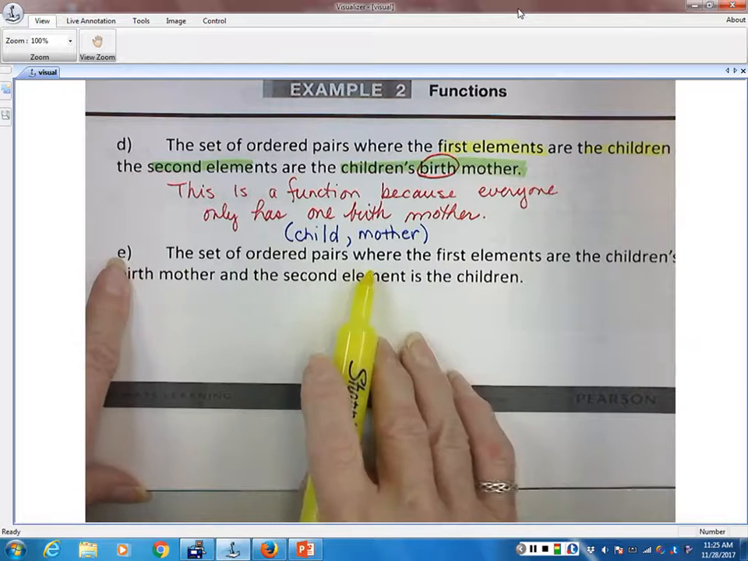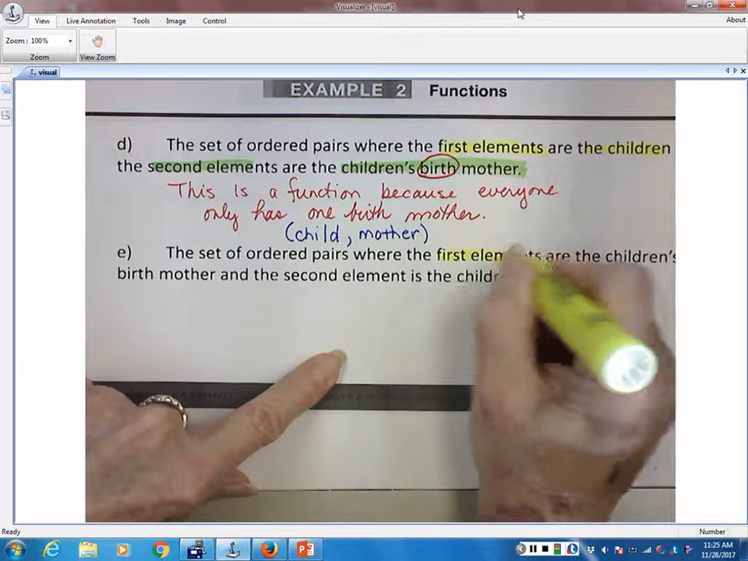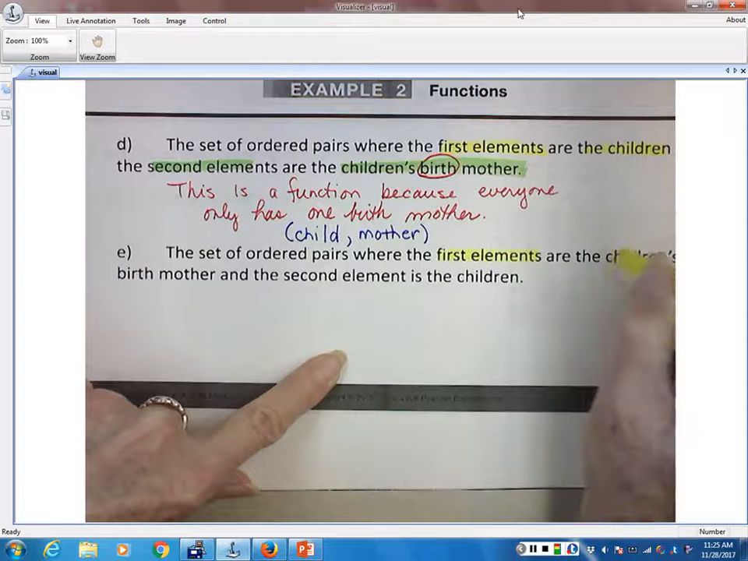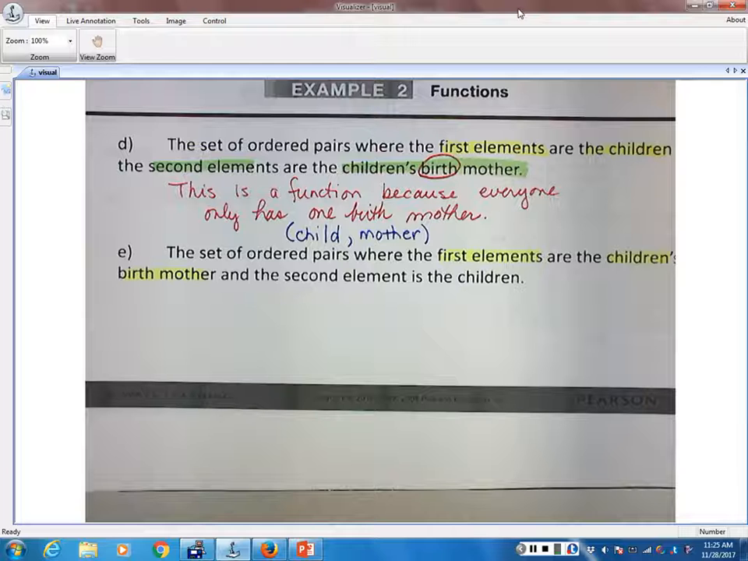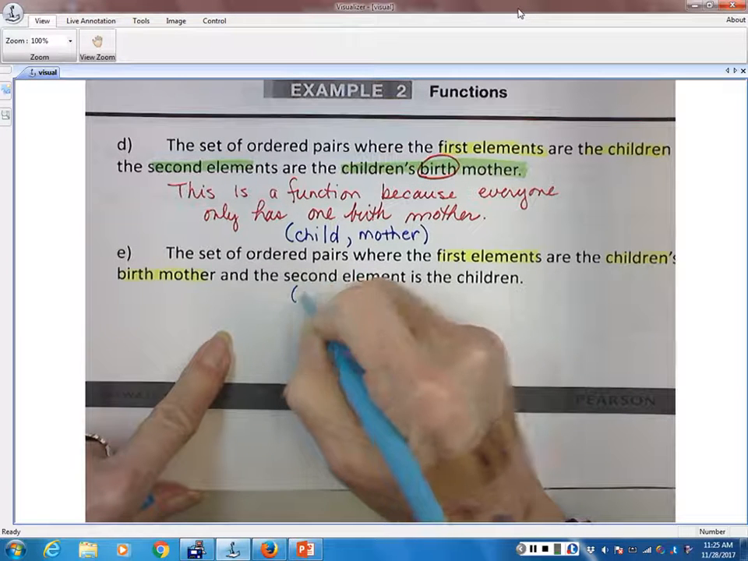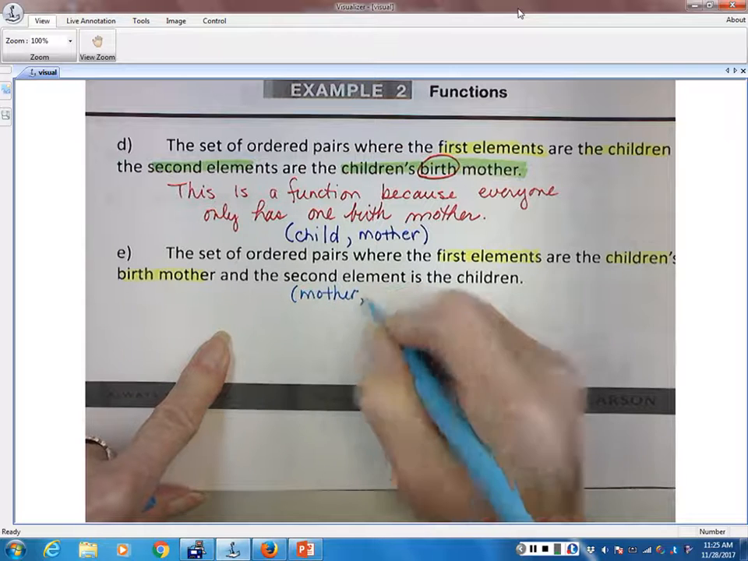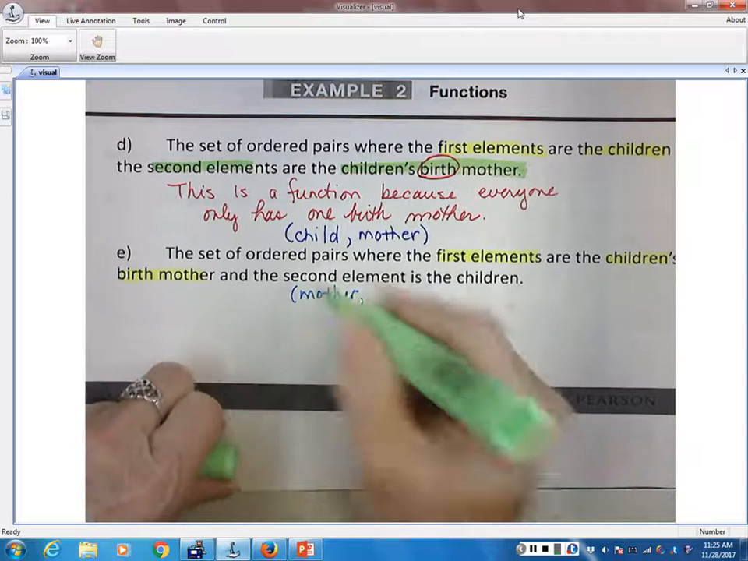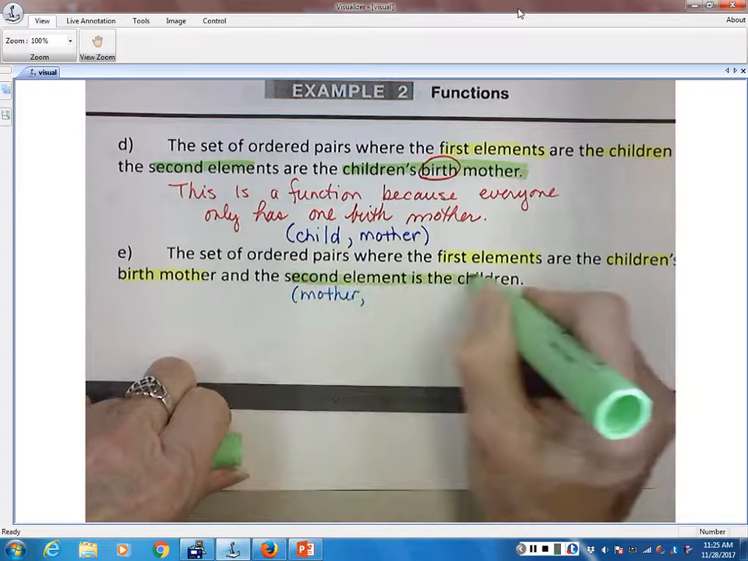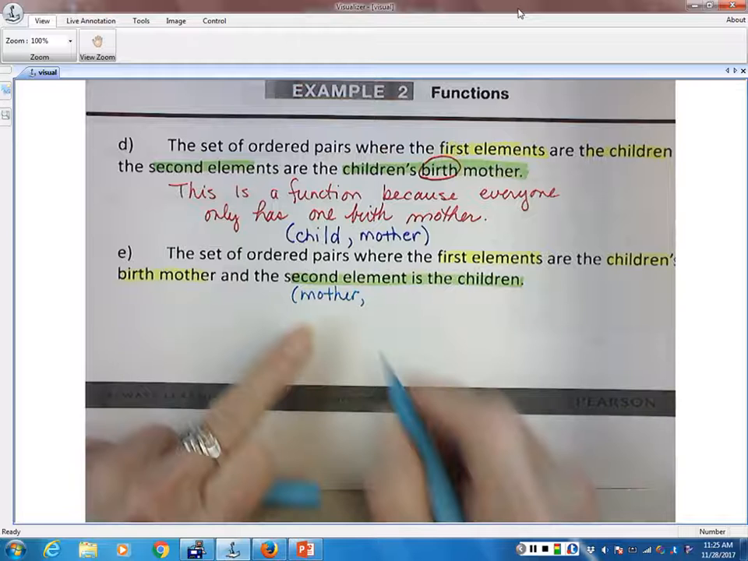In part E, it sounds a lot the same, except in part E, the first element is the children's mothers, their birth mothers. So part E starts out with the mom. And then the second element is the children. So the order of this one is mother-child.